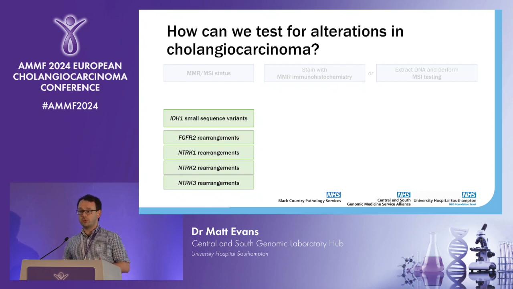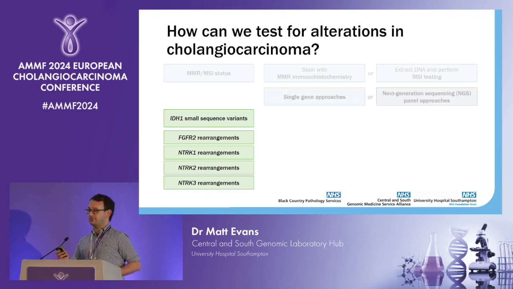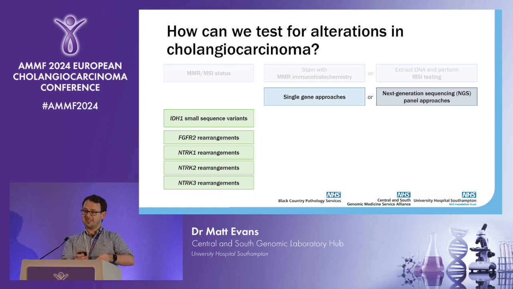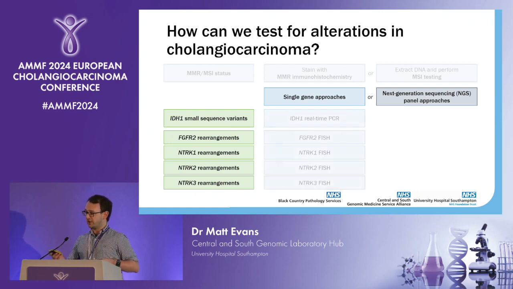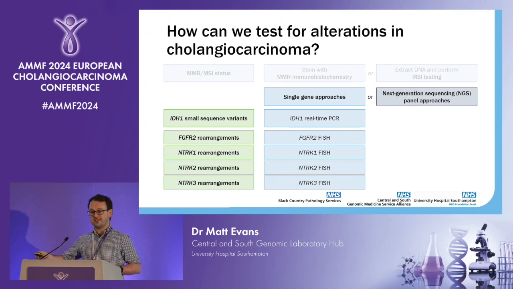You've got the IDH1 small sequence variants, so small spelling mistakes. Then you've got the rearrangements, so the large-scale alterations in FGFR2, NTRK1, 2, and 3. And broadly speaking, when it comes to profiling, there are two paradigms. What we've tended to use historically is what we call single gene testing. So you use one test to look at each gene which you're interested in. So if you wanted to profile a cholangiocarcinoma, you could do all of these various tests looking at each of those genes which I've listed.